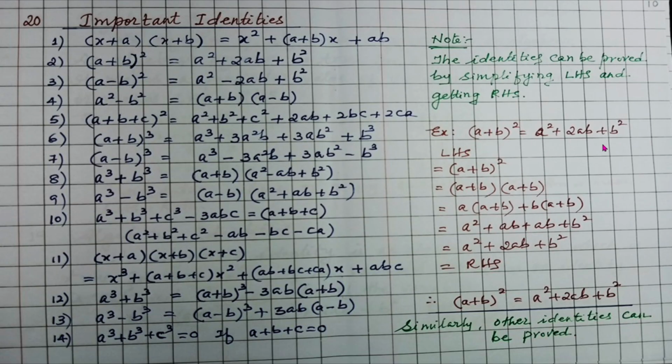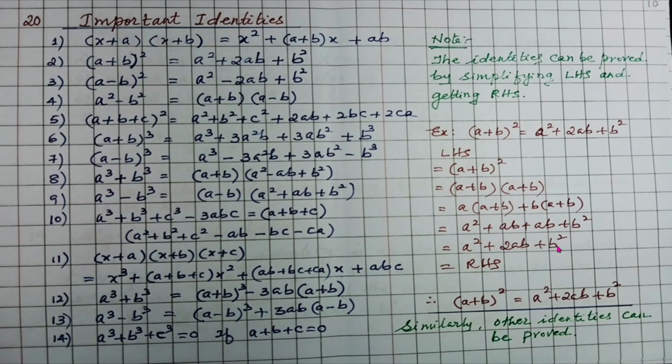Now if I want to prove this identity, (a plus b) whole squared is equal to a squared plus 2ab plus b squared, what I will do is take LHS. LHS is (a plus b) whole squared. (a plus b) whole squared is nothing but multiplying (a plus b) twice. Apply the distributive property. Take a and take (a plus b) here, plus b, (a plus b) again. Then open the bracket. That is, apply the distributive property twice. a times a is a squared, a times b is ab, plus b squared. That is a squared plus ab plus ab is 2ab.